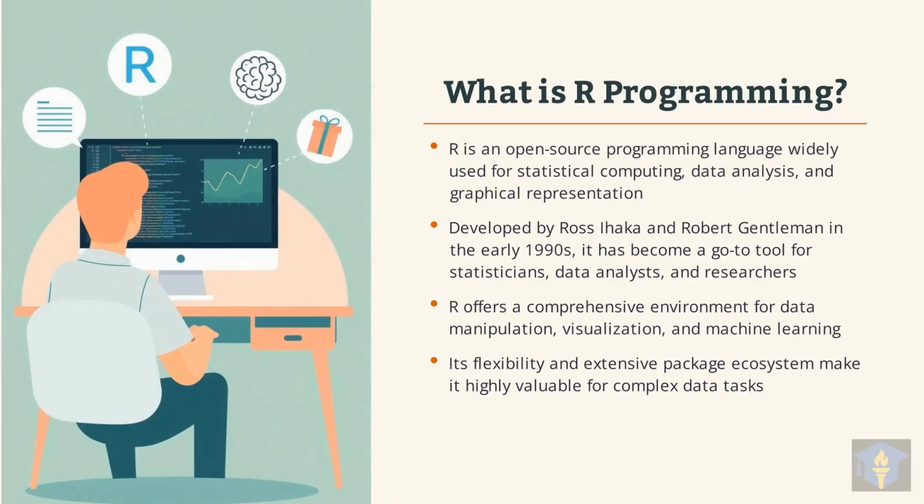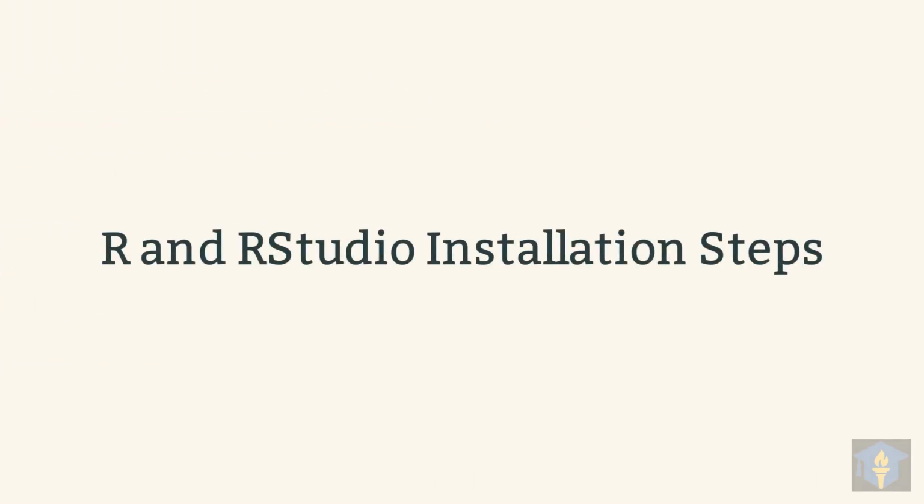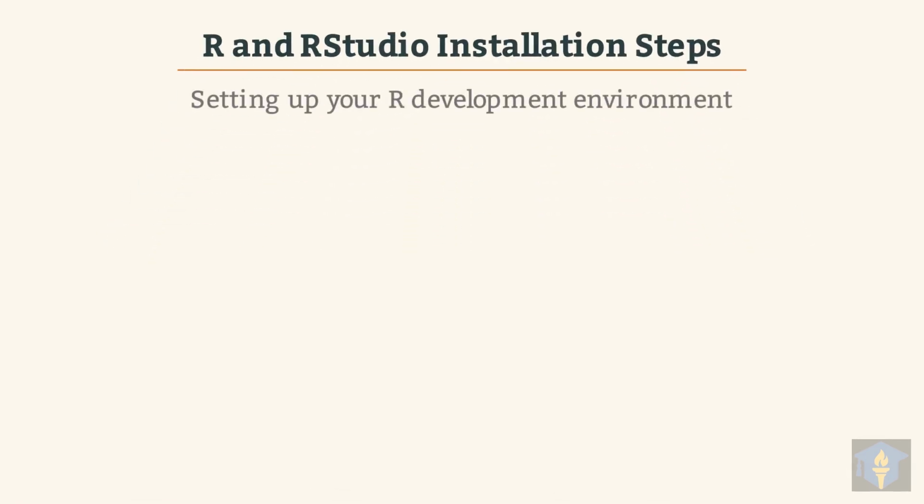R is an open-source language, perfect for statistical computing, data analysis, and creating beautiful graphs, developed by Ross Ihaka and Robert Gentleman. Now, let's walk through the essential steps to install R and RStudio on your computer, getting your environment ready. Setting up your R development environment correctly is crucial, ensuring you have all the necessary tools to begin coding. First, you'll need to download the R base system from CRAN, which is the Comprehensive R Archive Network.